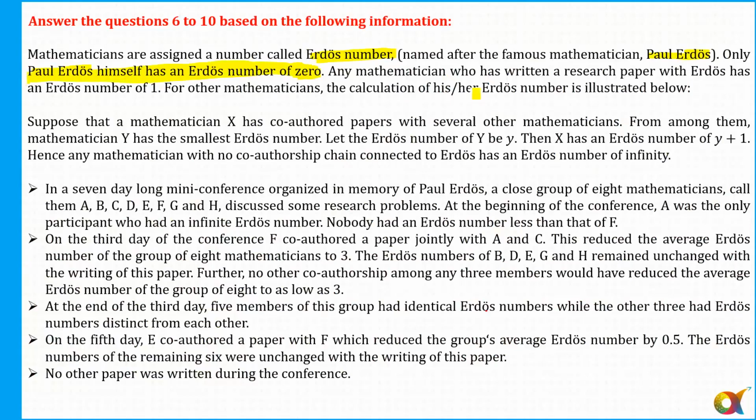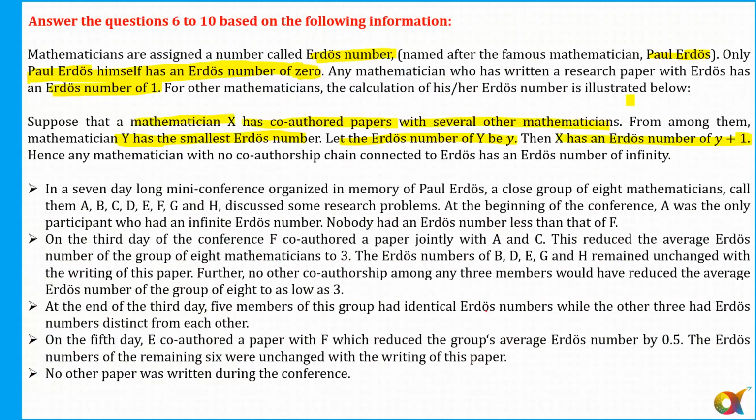It also says that any mathematician who has written a research paper with Erdos has an Erdos number of 1. So for example, if I am writing a research paper with the help of Erdos, then my Erdos number is going to be 1. And for other mathematicians, the calculation of his or her Erdos number is illustrated below. Suppose that a mathematician X has co-authored papers with several other mathematicians, and from among them, Y has the smallest Erdos number. Let the Erdos number of Y be y. Then X has an Erdos number of y plus 1.